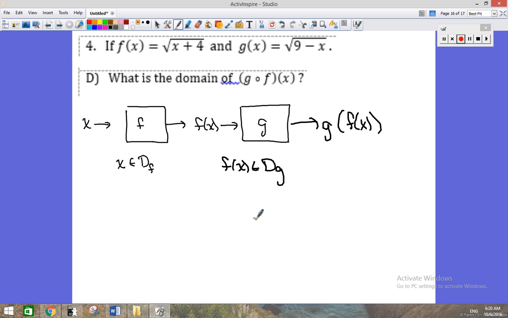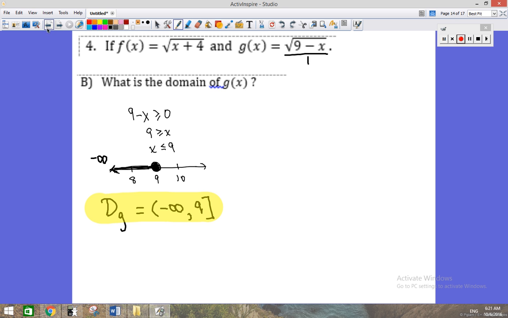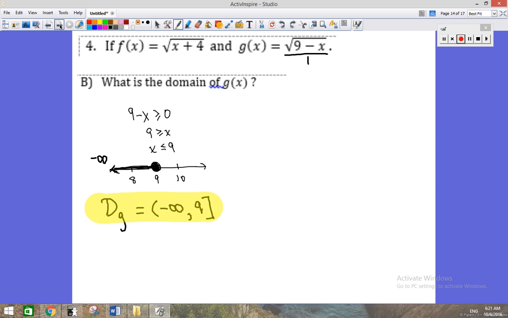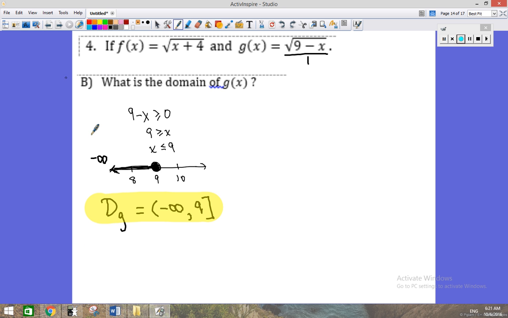Alright, the domain of f. Now I'm going to go back and look at my answer before because we saw that I couldn't remember it. It's bigger than or equal to negative 4. I know that this has to be greater than or equal to negative 4. Now, the domain of g we saw had to be less than or equal to 9.